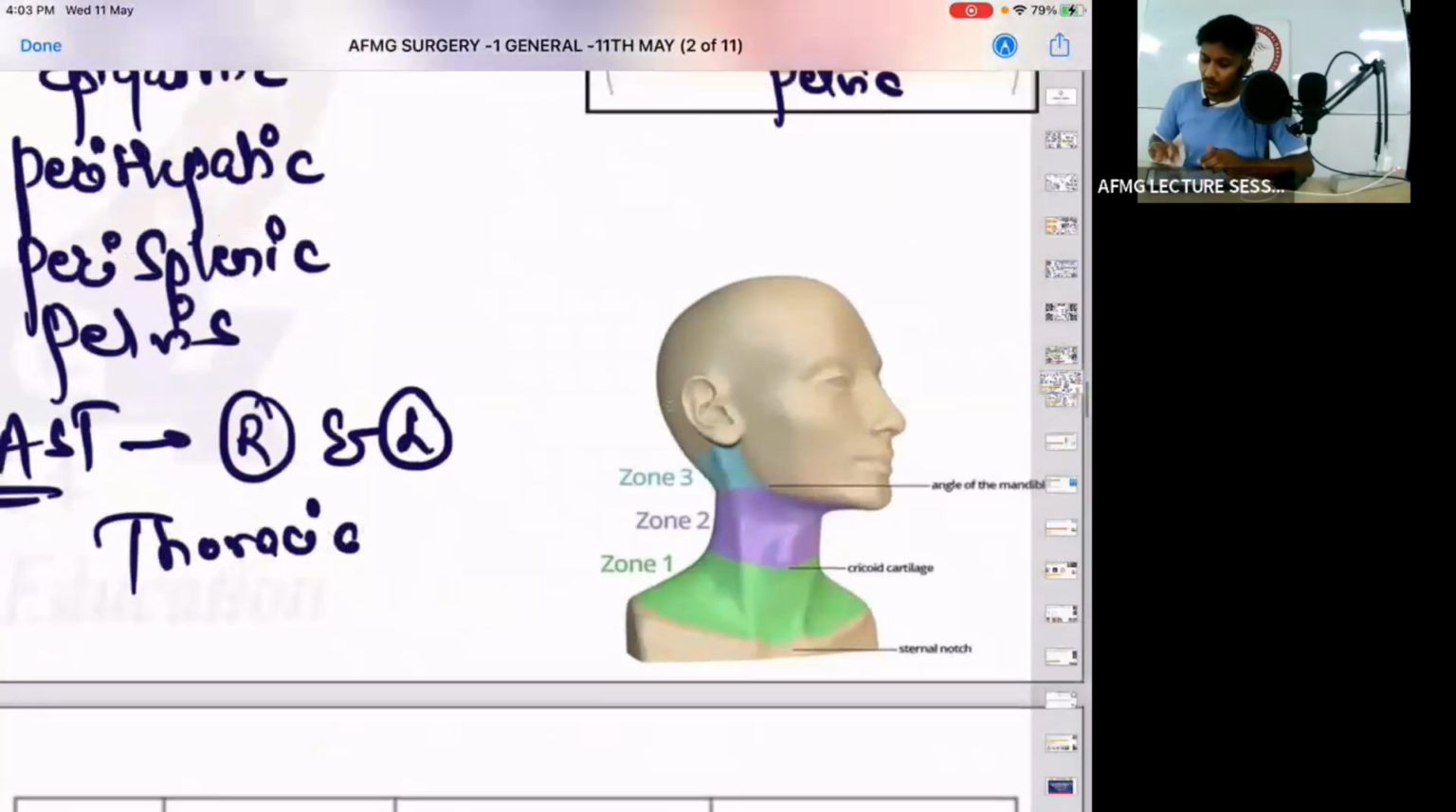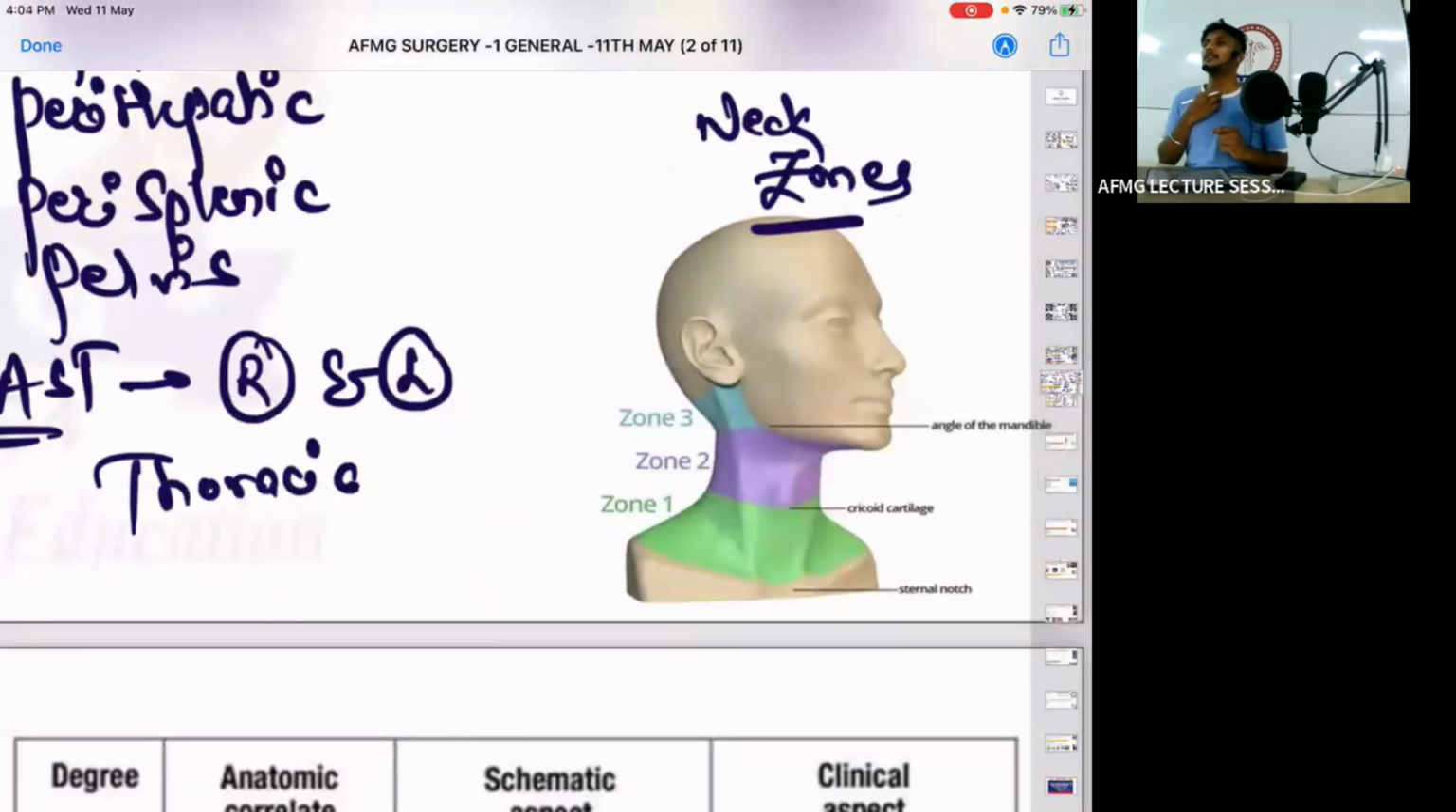Now if I talk about neck zones, they are also important. The first neck zone is from the sternal notch to the cricoid cartilage. Zone 2 is from the cricoid cartilage to the angle of mandible. And zone 3 is from the angle of mandible to the base of skull.